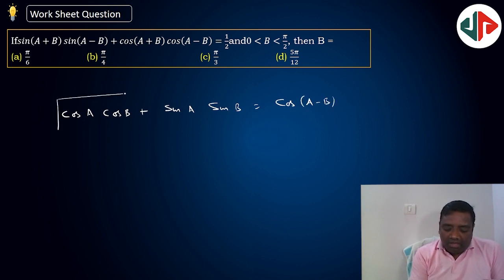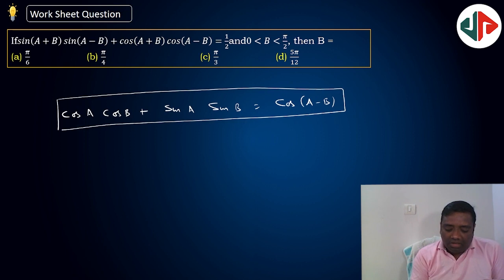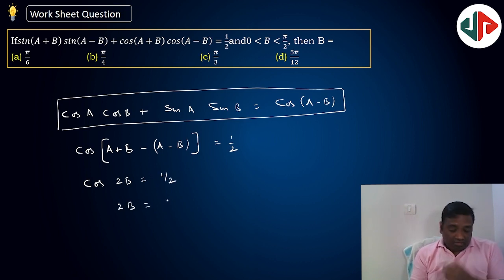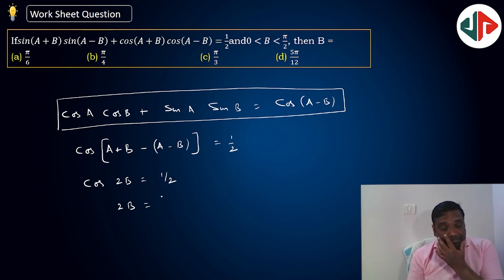By using that formula, we can rewrite this value as cos of a plus b minus cos of a minus b is always equal to 1 by 2. So it is nothing but 2b. So 2b value is always equal to cos function. Which value will exist here? 60 degrees. So pi by 3. So what is your b value? Pi by 6.